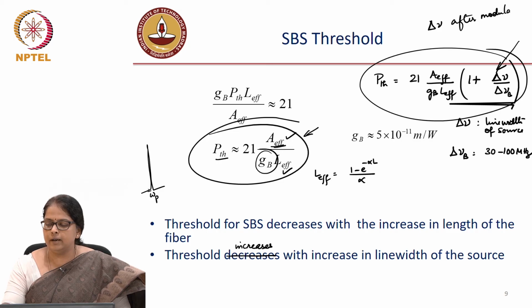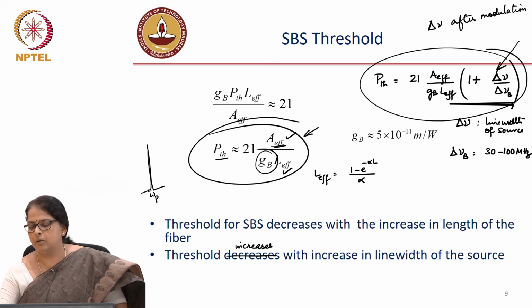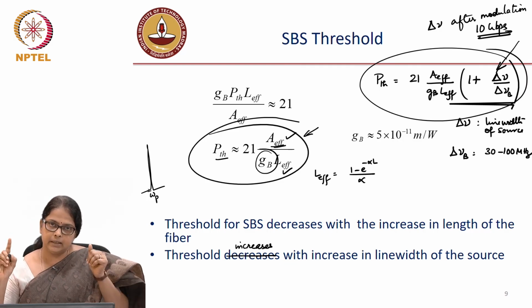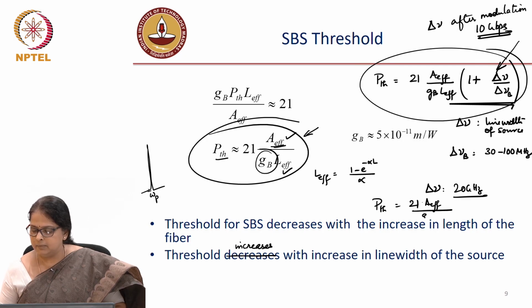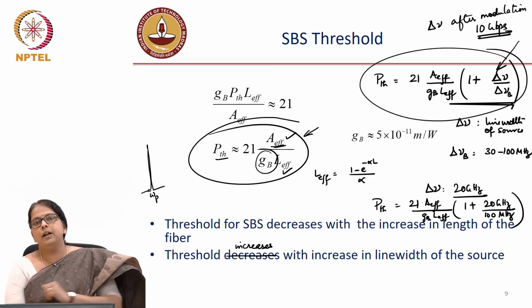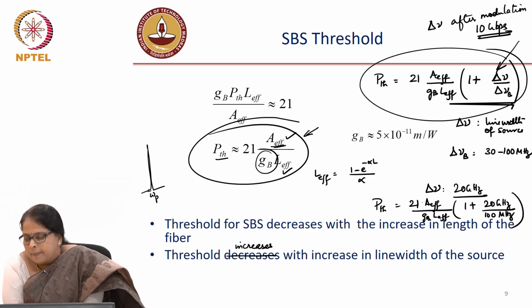So if you are doing a modulation of about 10 Gbps, it means that the effective optical spread is 20 gigahertz. This delta nu would be 20 gigahertz. So your P threshold is equal to 21 A effective by gB L effective times (1 plus 20 gigahertz divided by, let's take, 100 megahertz). So with respect to an unmodulated source, the threshold has actually increased.